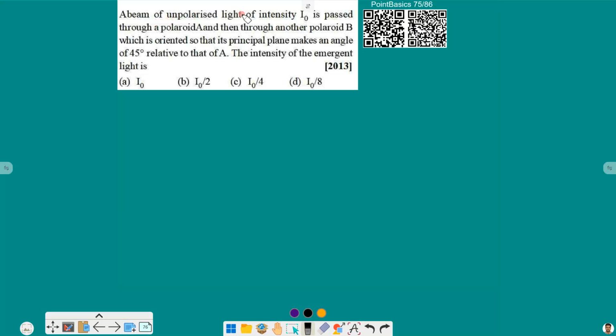In the next one, a beam of unpolarized light of intensity I node is passed through a polarizer A and then through another polarizer B, which is oriented so that its principal axis makes an angle of 45 degrees relative to A. Find the intensity of emergent light. So suppose this is our polarizer A and this is our polarizer B. The angle between the axes of A and B is 45.